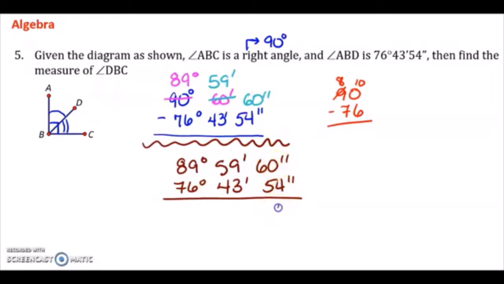60 minus 54 is 6. 3 from 9 is 6. 4 from 5 is 1. And then 89 minus 76 is 13. So our solution is 13 degrees, 16 minutes, and 6 seconds.